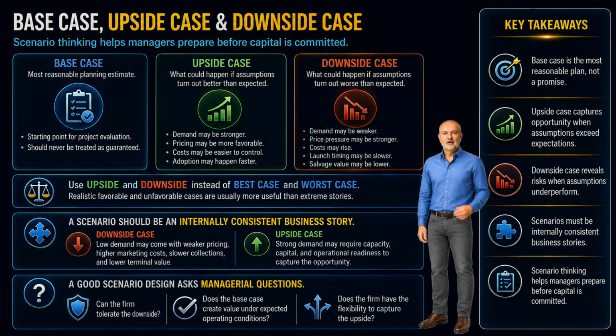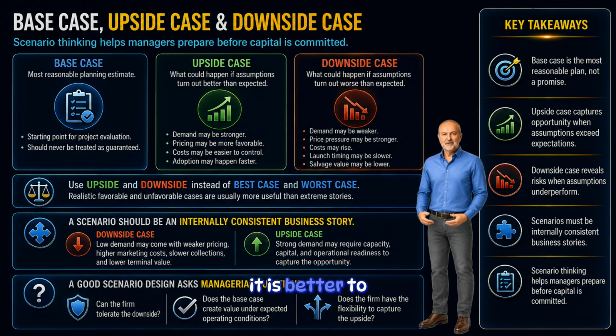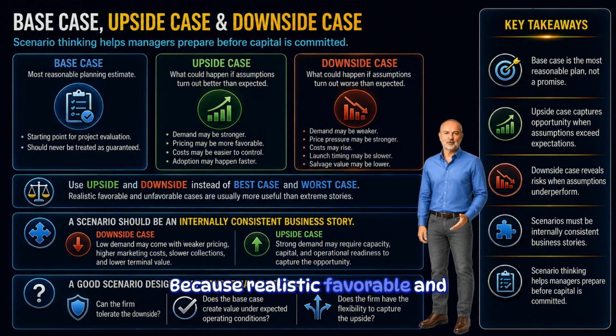The downside case describes what could happen if important assumptions turn out worse than expected. Demand may be weaker, price pressure may be stronger, costs may rise, launch timing may be slower, or salvage value may be lower. In many business settings, it is better to use the terms upside and downside instead of best case and worst case. Why? Because realistic favorable and unfavorable cases are usually more useful than extreme stories.